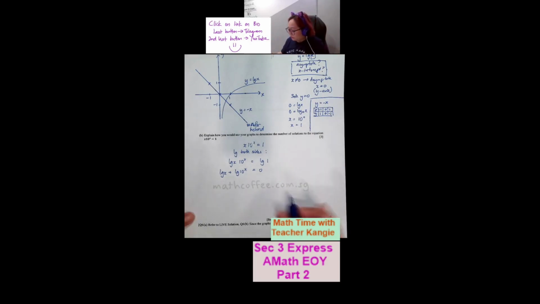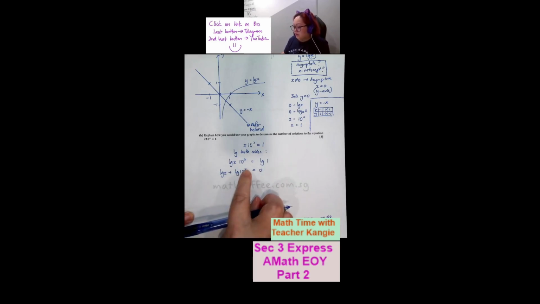Next, power law. This is a power, so I can bring it to the front. So it will be log x plus x log 10 equals to 0. And just now someone said log 10 is 1, which is correct. So therefore log x plus x times 1 equals to 0. I'm going to shift this over, so it will be log x equals to negative x.